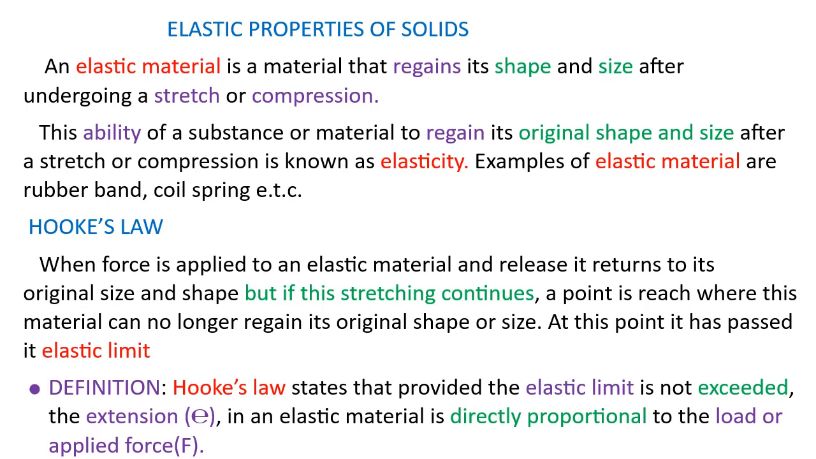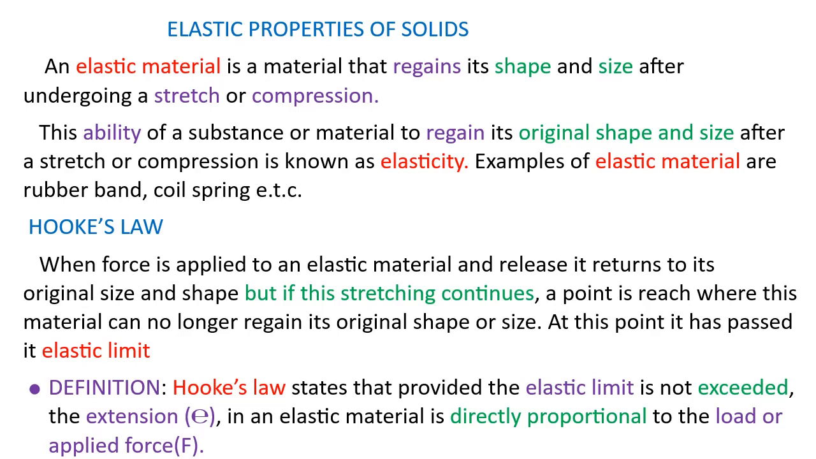And the ability of the substance or the material to regain its original size and shape after it has been stretched or compressed is known as elasticity. I said elasticity is the ability of the substance or the material to regain its original size or shape after it has been stretched or compressed. Examples of elastic materials are the rubber band you play with, and the coil spring. You can see them in those old types of chair. The springs, you can compress them or you can stretch them. All those are examples, and there are so many examples of elastic materials.